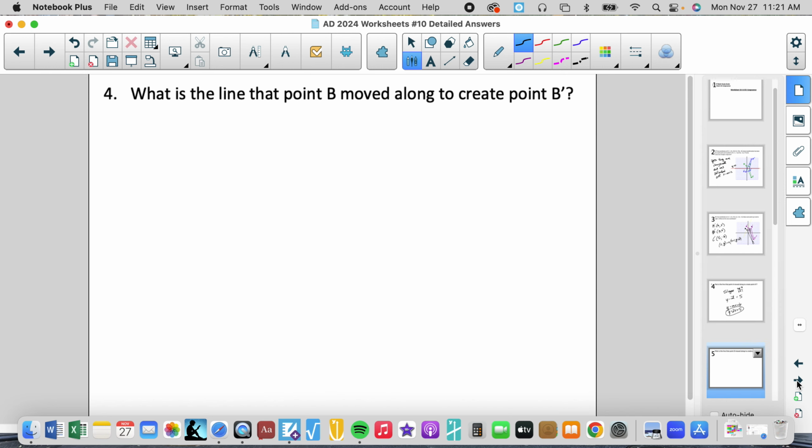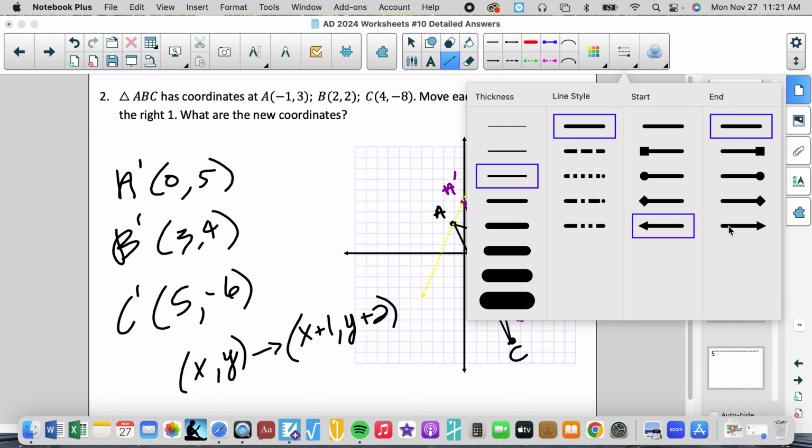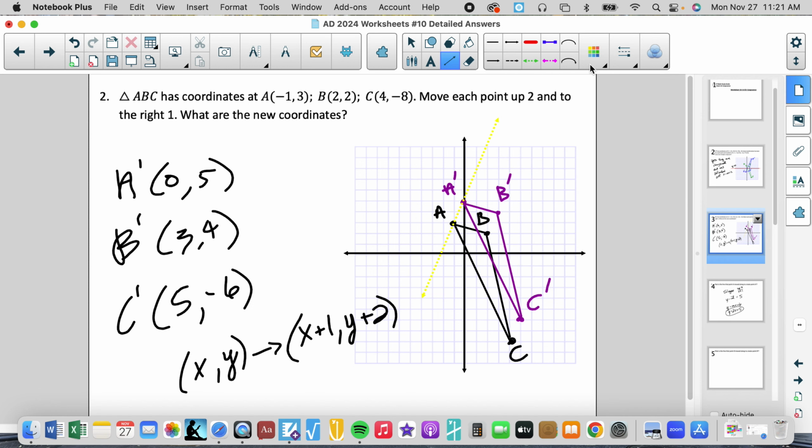What is the line that point B moves along to create point B prime? Okay, so it's going to have the same slope. It's just going to cross the y-axis at a different location. So let's draw this one. So still here, let's draw another color. That's interesting. Slope of 2. So it's going to be like that.